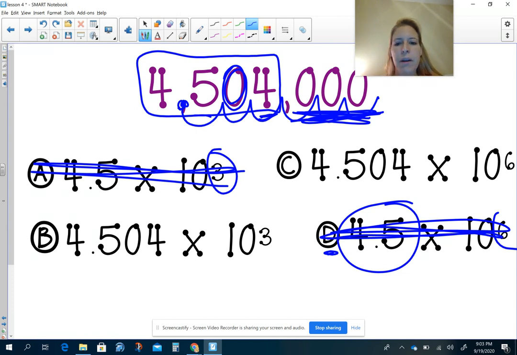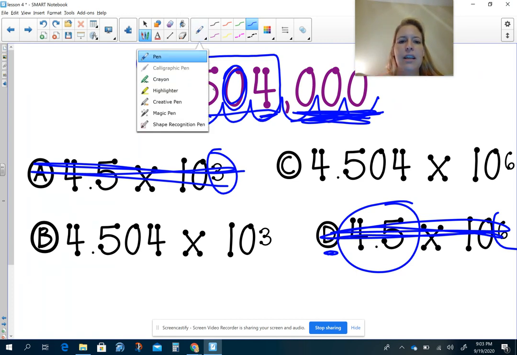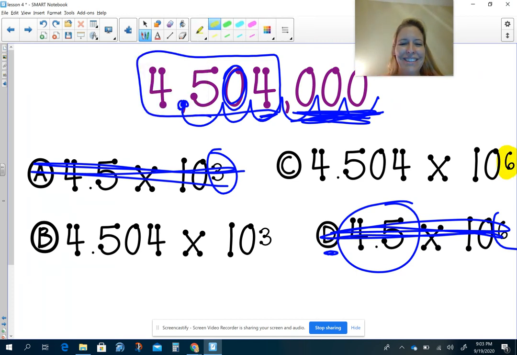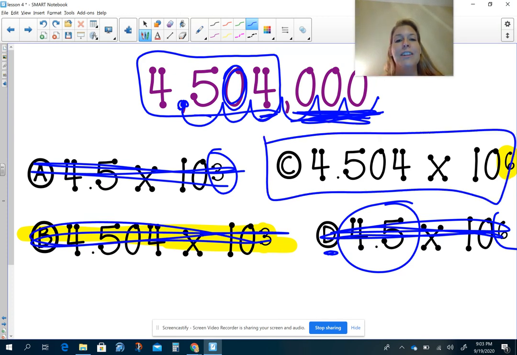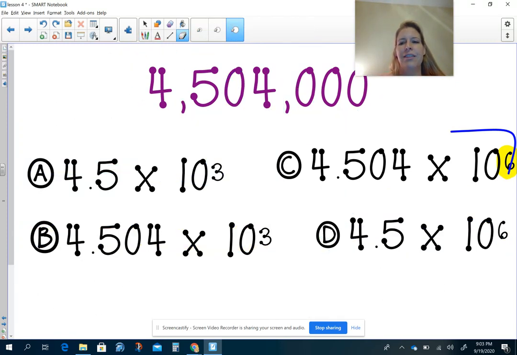Now let's look at B. We have B and C left. Is C correct? Let's see. So C has 6, B has 3. Who counted zeros? Oh, that darn B. Silly B. We're going to take him out. He counted zeros. So if you got C, congratulations. You did amazing. Pat yourself on the back. Good job.